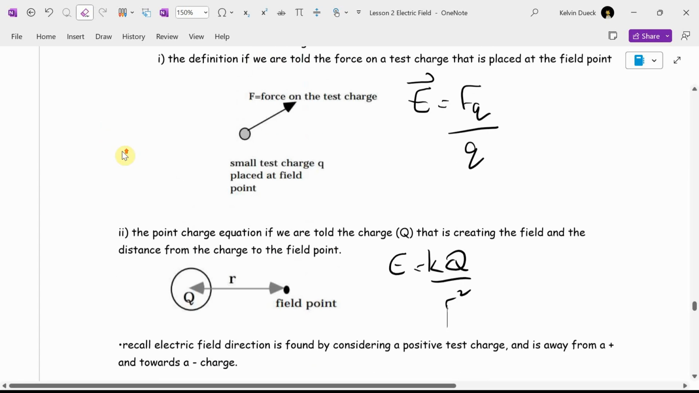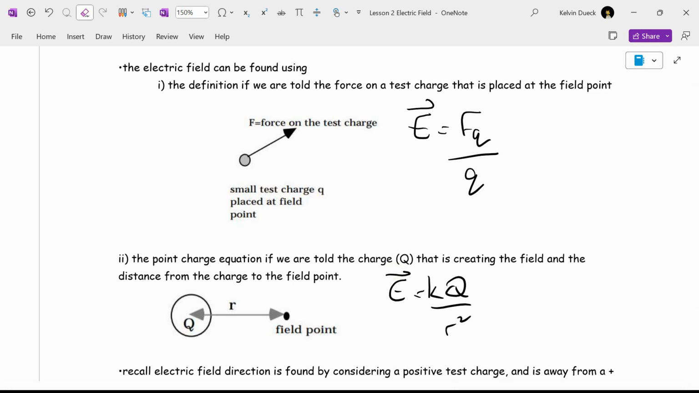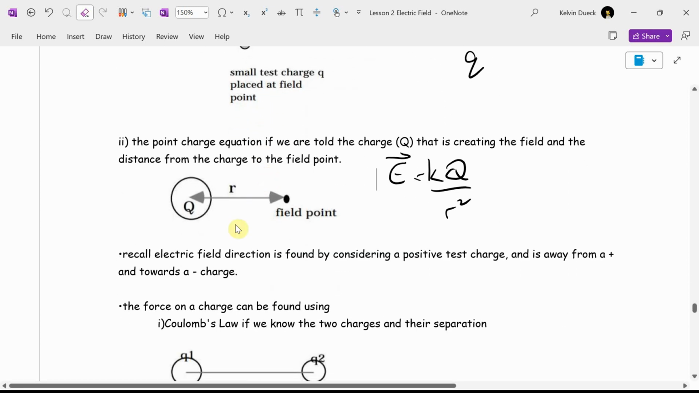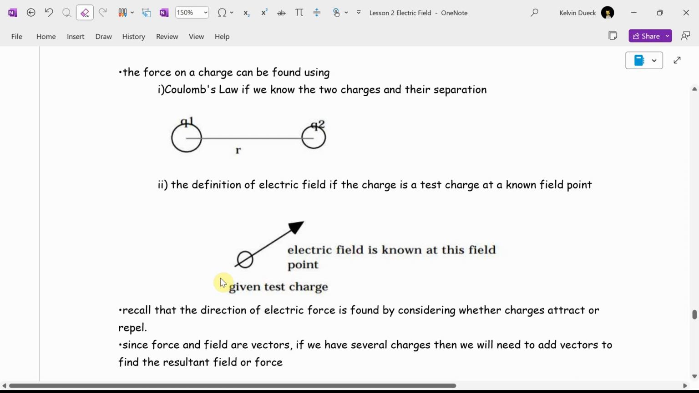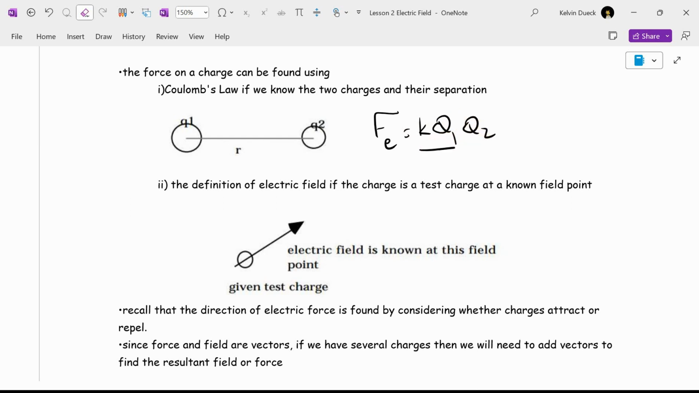I didn't put vector signs. Oh, I did put a vector sign on both of these. They're scalar equations. How do I figure out the direction? Which way would a positive at that location want to move if it could? Away from a positive, towards a negative. How can I find the force? K, big Q or Q1, little q or Q2 over R squared.